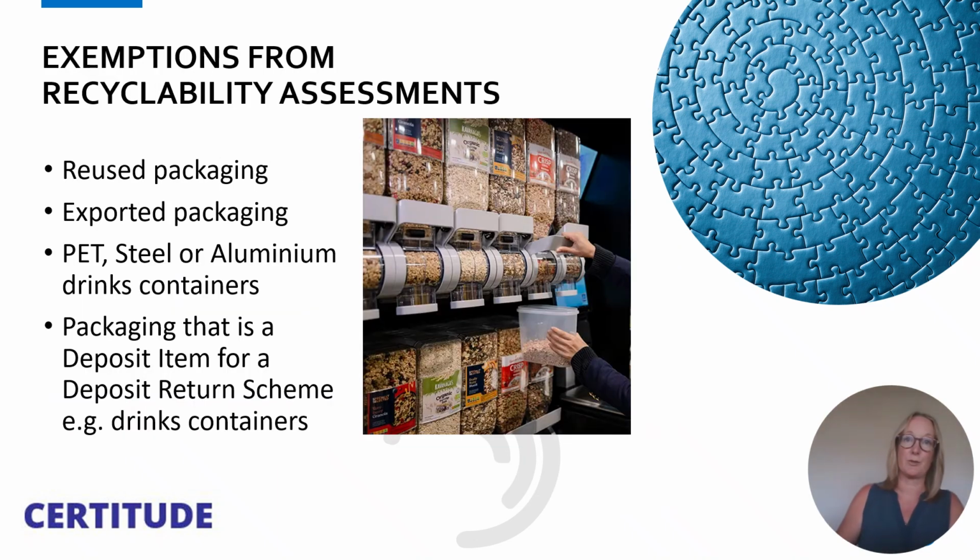Finally, I think it's worth touching on some packaging types that are exempt from the need to have recyclability assessments. The first is reused packaging, that which is designed to be used a number of times. The second is packaging that's exported outside of the UK. The third is drinks containers made of PET, plastic, steel or aluminium. And then finally, items that are covered by a deposit return scheme, such as drinks containers covered by the recent deposit return scheme regulations.